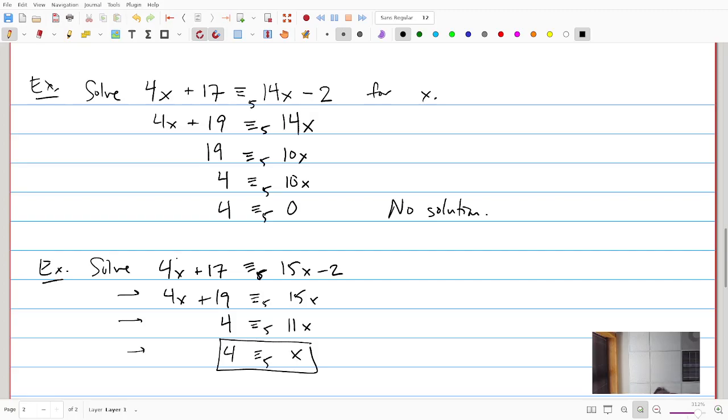If I put negative 1 in here, I get 17 minus 4, that's 13. And over here, I get negative 15 minus 2, which is negative 17. Are those equivalent modulo 5? Well, what did I say, 13 and negative 17? Yeah, the distance between those is 30, which is a multiple of 5. So, that's what it is. Okay.